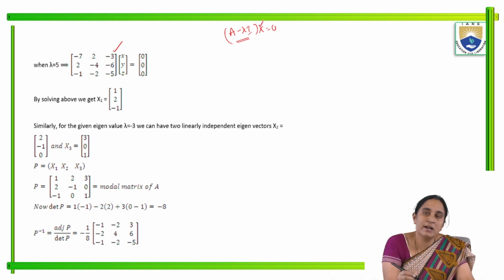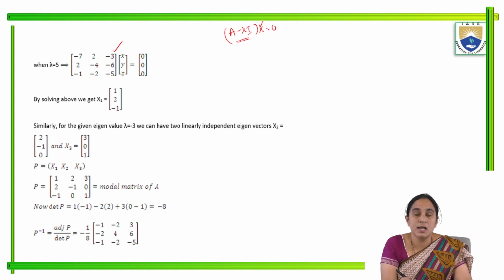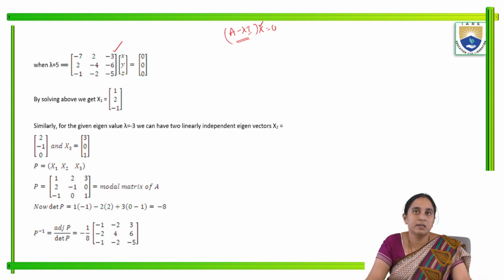And what about the X matrix? That is the unknown matrix. Here I am assuming the unknown matrix as x, y, z, that is minus 7, 2, minus 3, 2, minus 4, minus 6, minus 1, minus 2, minus 5 into x, y, z is equal to 0, 0, 0. For finding eigenvalues and eigenvectors, we already discussed in the previous classes. The same concept we have to apply here, and from that we get directly the eigenvectors for the corresponding eigenvalue lambda is equal to 5.